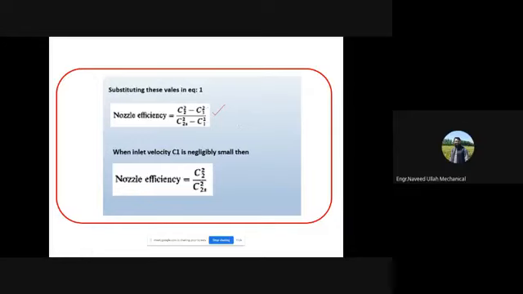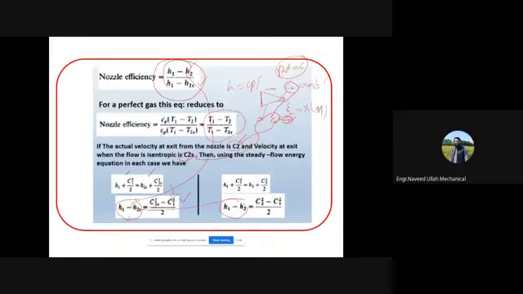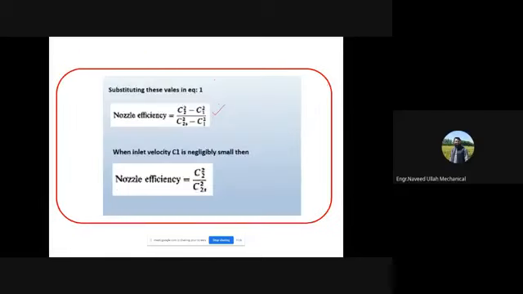If you want nozzle efficiency in terms of temperatures, it has this formula. If you want it in terms of enthalpy, it has this relationship. And if you want nozzle efficiency in terms of the velocities, you have this relationship. And we discussed that C1, in most of the cases, is 0 as compared to the exit velocity.